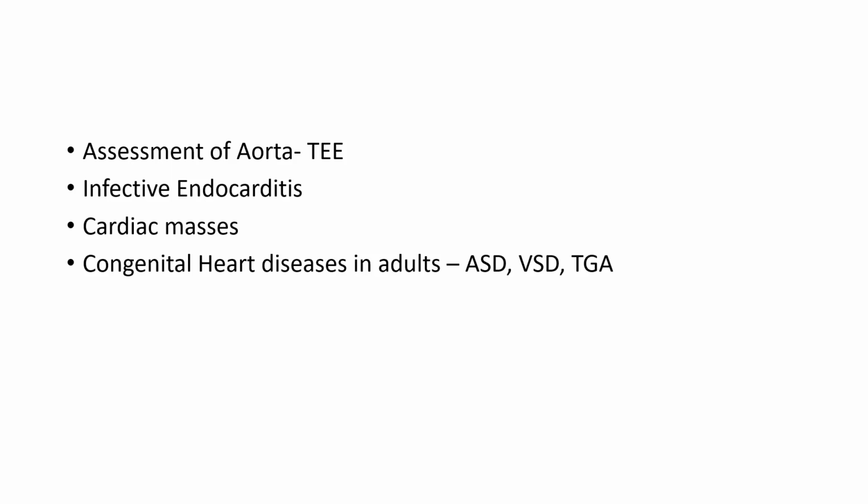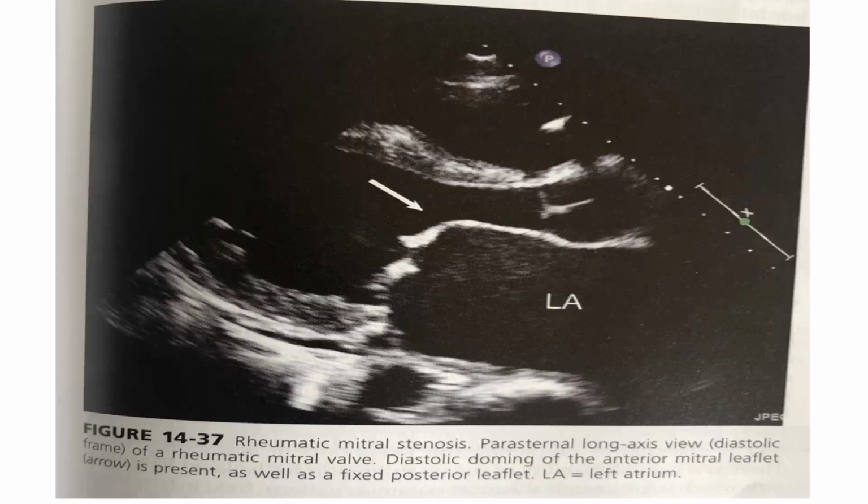Using echocardiography, we can not only image the heart, but we can also assess the aorta by using transesophageal echocardiography. We can detect infective endocarditis and cardiac masses and congenital heart diseases in adults such as ASD, VSD, and transposition of great arteries. This is an echocardiographic image depicting the typical echo finding of a mitral stenosis. Here we can see the doming of the mitral valve, sometimes known as the hockey stick appearance.